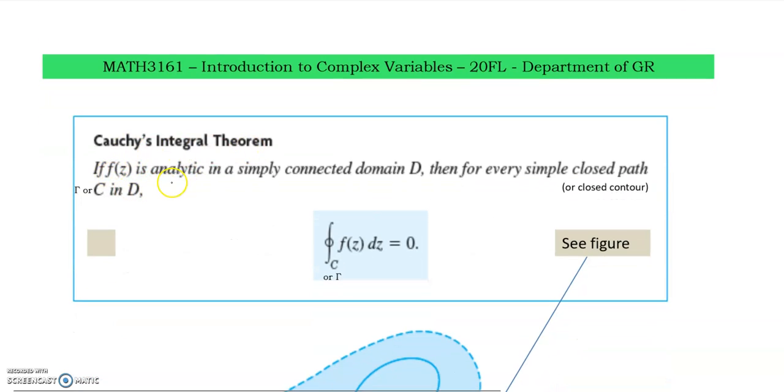If f of z is analytic in a simply connected domain D, then for every simple closed path C or gamma in D, sometimes we use the notation gamma for the integration, or sometimes we use C. Both are okay. So that's why I write gamma or C in the simply connected domain D. Then this integration is 0.